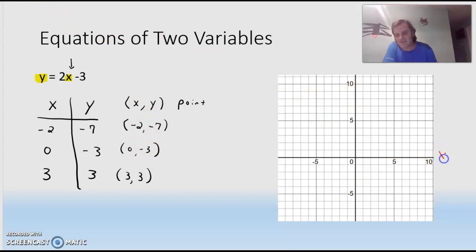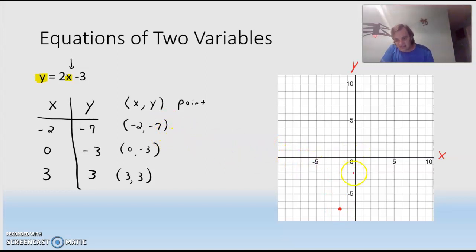If you're not familiar, the number line that goes from left to right is the x, and the one that goes up and down is y. In the very center, we have 0 left and right, 0 up and down. But let's plot the points that we have. We have negative 2, negative 7. So we'll go backwards on the x-axis and down on the y. Make sure you see how that point correlates to the negative 2, negative 7.